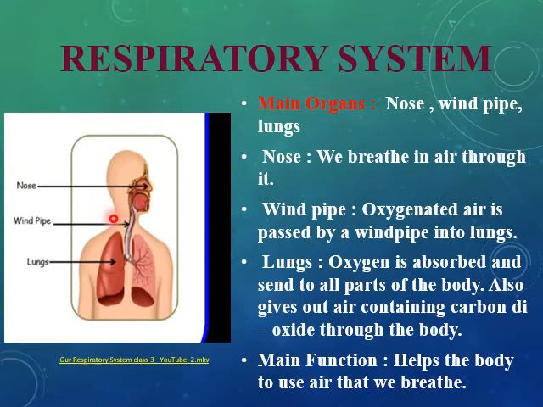Understood all of you about the respiratory system? Let's see once again. The main organs in the respiratory system are the nose, windpipe and lungs. Through the nose we breathe in air. In the windpipe, the oxygenated air is passed into our lungs. Then in the lungs, oxygen is absorbed and sent to all parts of the body, and the lungs also give out the air that contains carbon dioxide. The main function of the respiratory system is that it helps the body to use the air that we breathe. Understood all of you?